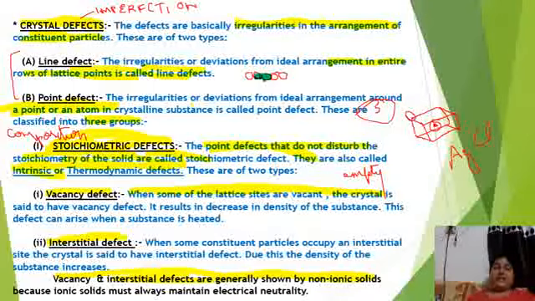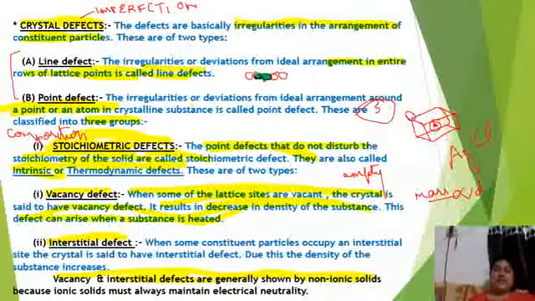Suppose a particle moves from any substance, then there will be a reduction of mass over there. Mass will get reduced, and we all know very well that mass is directly proportional to density. Hence, it results in the decrement of the density. But it arises only when the substance is heated.